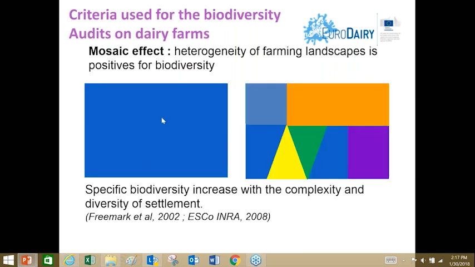To start with, the first component is the mosaic effect. By the mosaic effect, we mean that heterogeneity of the farming landscape is positive for biodiversity. Like you can see in the illustration here, if you have 20 hectares of just maize, that's not very good for biodiversity. While if you have the same area, but with 5 hectares of maize, 10 hectares of barley, 5 hectares of grassland, that's a lot better, because that increases the complexity and the diversity of the area, and that increases what we call specific biodiversity.